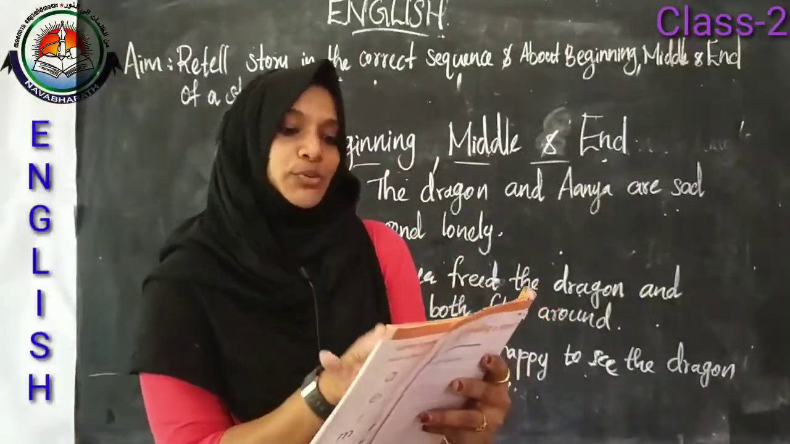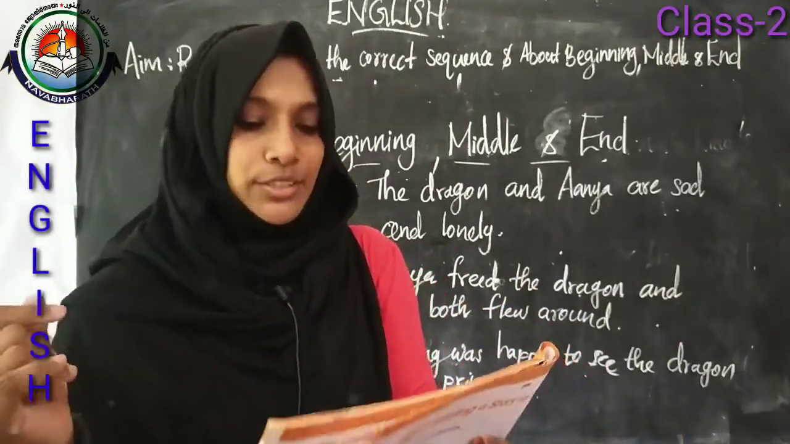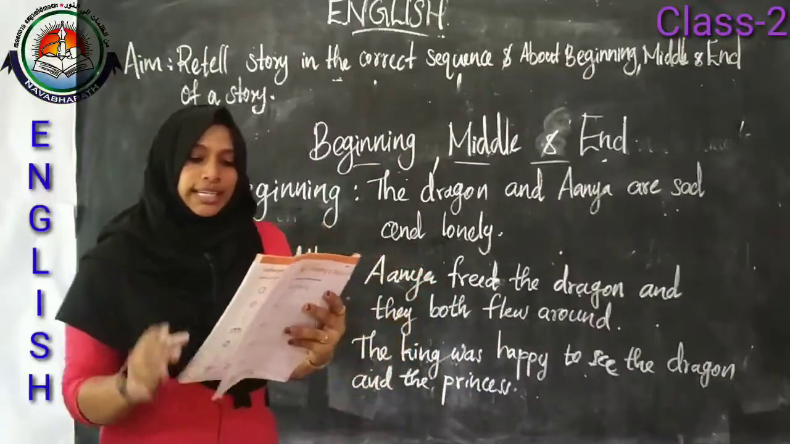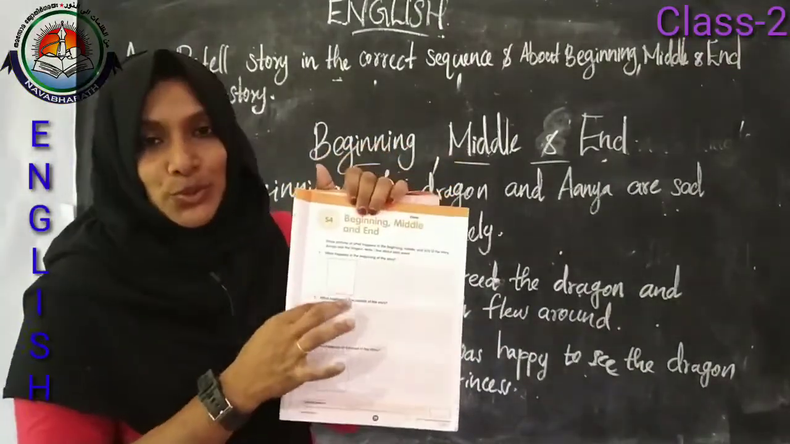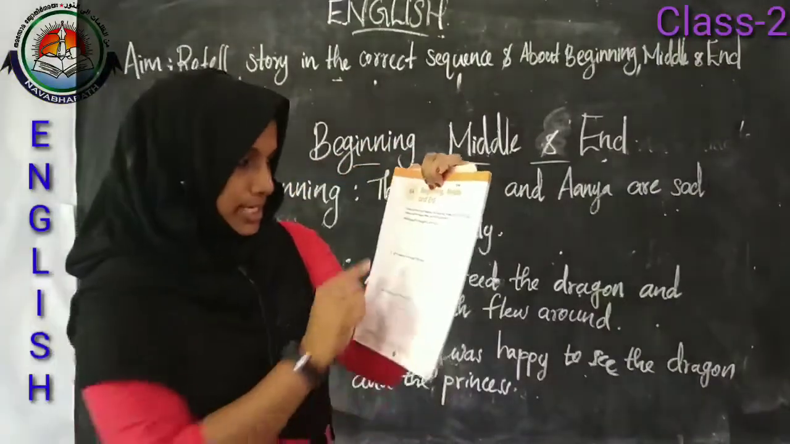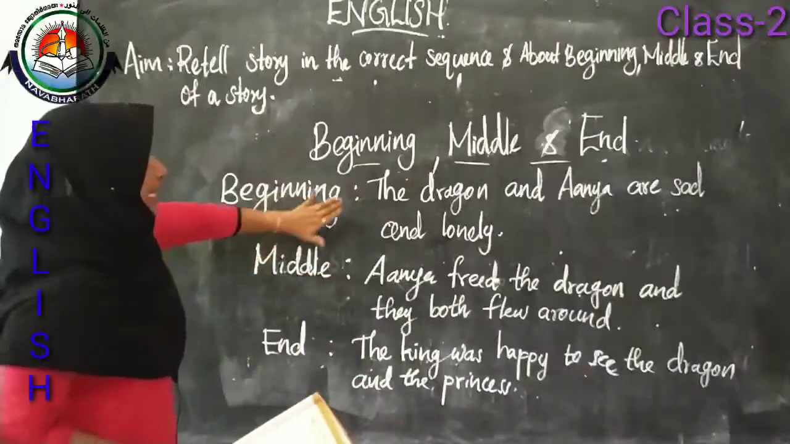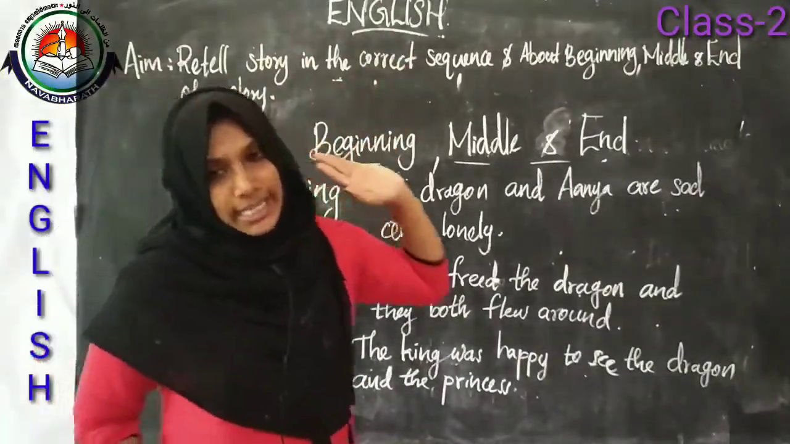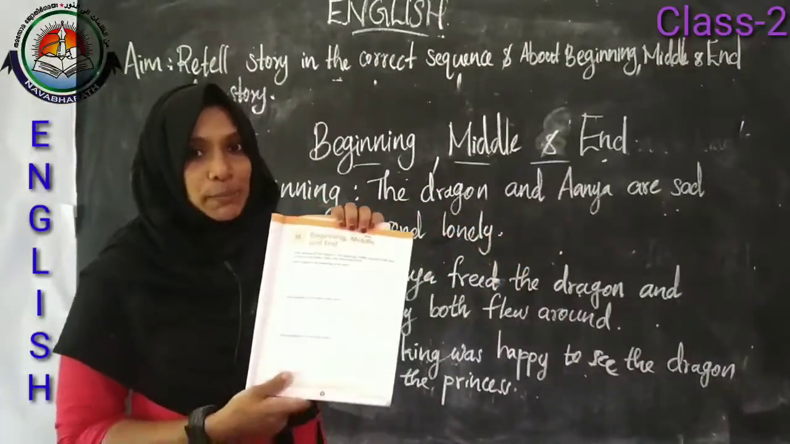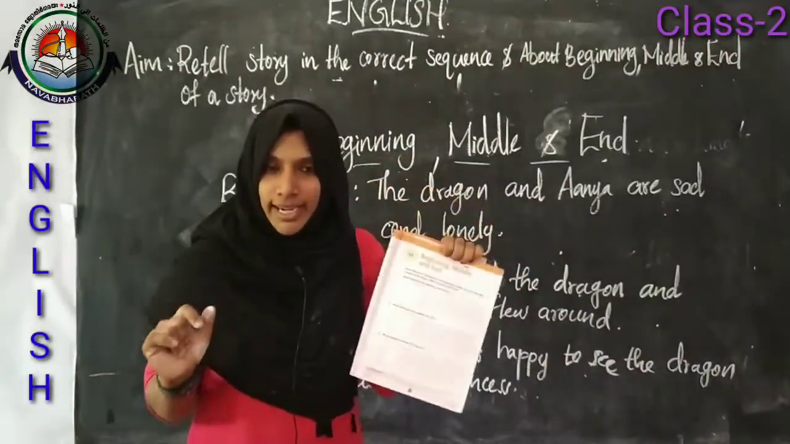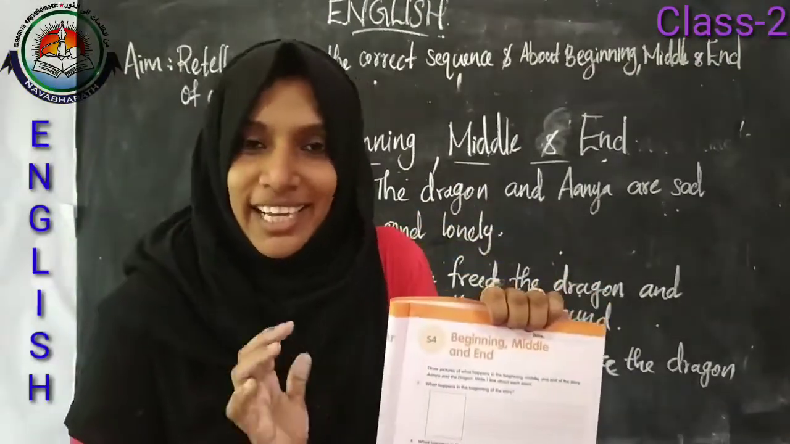Draw the pictures of what happens in the beginning, middle and end of the story, Anya and the dragon. Write one line about each event. Here you have to draw the pictures also. That means what happens in the beginning of the story. So now we know that in the beginning the dragon and Anya both are sad and lonely. So here you have to draw the pictures of sad and lonely face of dragon and Anya.